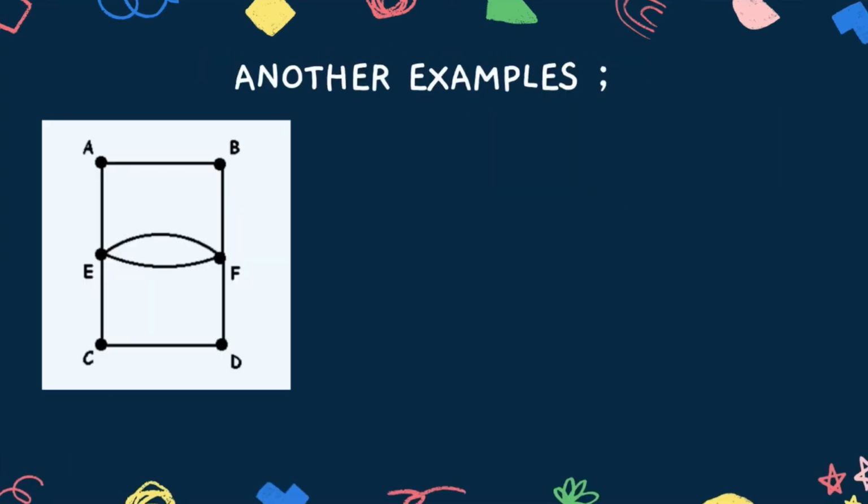Okay, for another example, as usual, we need to find the degree first, to see if this graph has odd degrees or only even degrees, to identify if it's an Euler path or Euler circuit. So we can take a look at this graph. A has 2 degrees, B 2 degrees, E 4 degrees, F 4 degrees, C 2 degrees, D 2 degrees. Hence, all of the vertices have even degrees. So this is an Euler circuit.